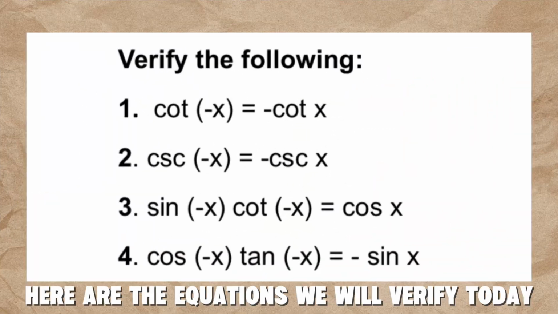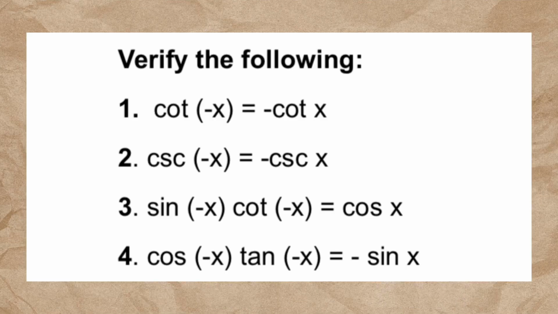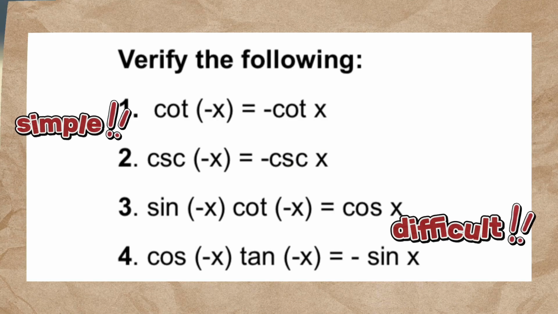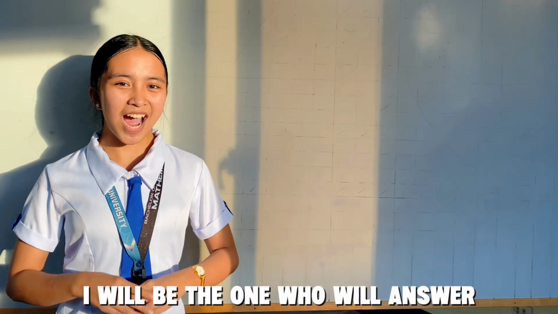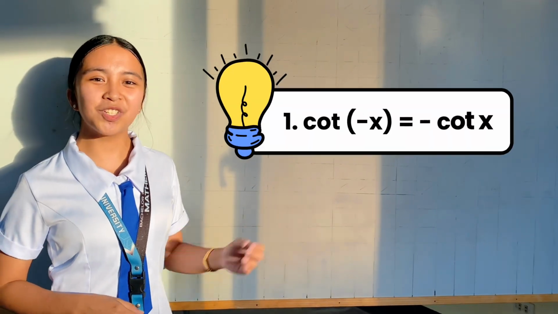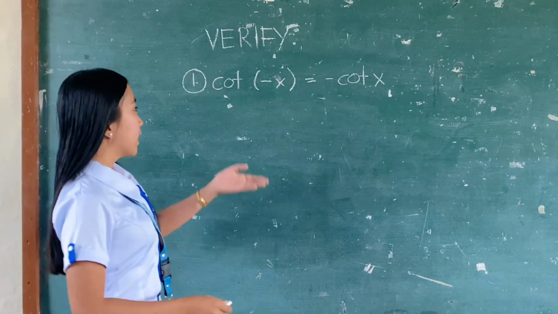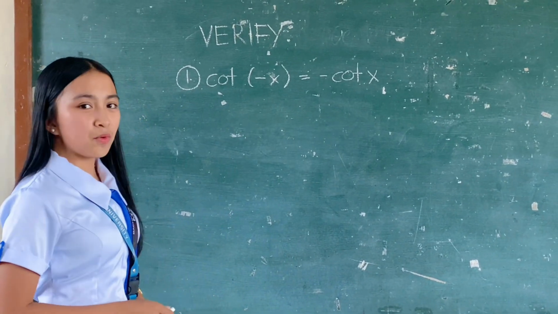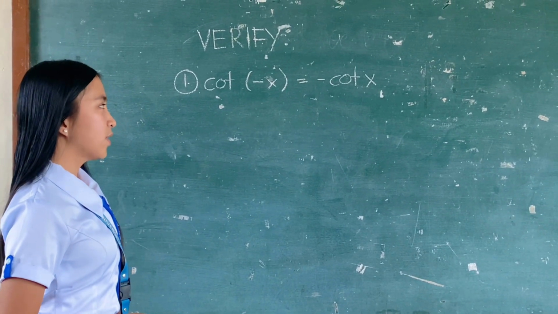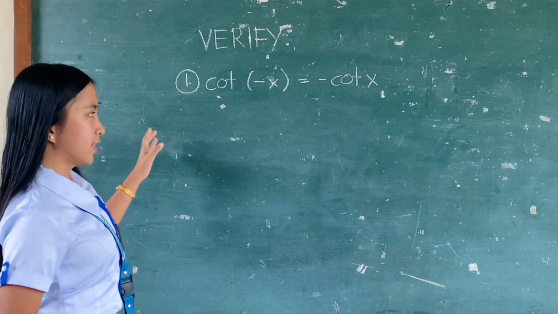Here are the equations we will verify today, ranging from simple to difficult. Hi everyone! I will be the one who will answer equation number 1. So we have here equation number 1: cotangent negative x is equal to negative cotangent x. So let us verify this equation.